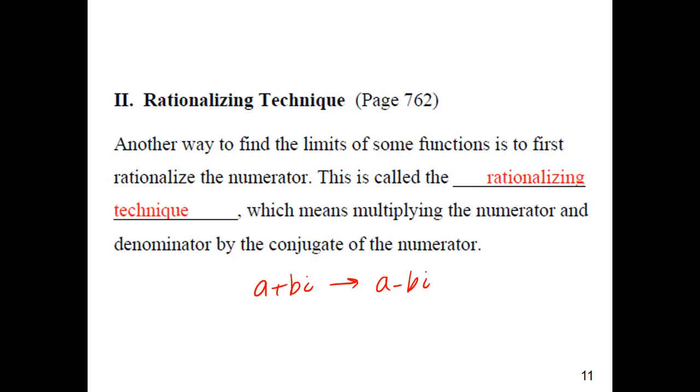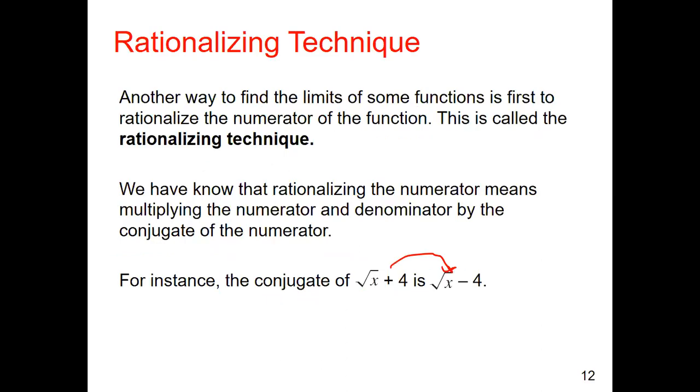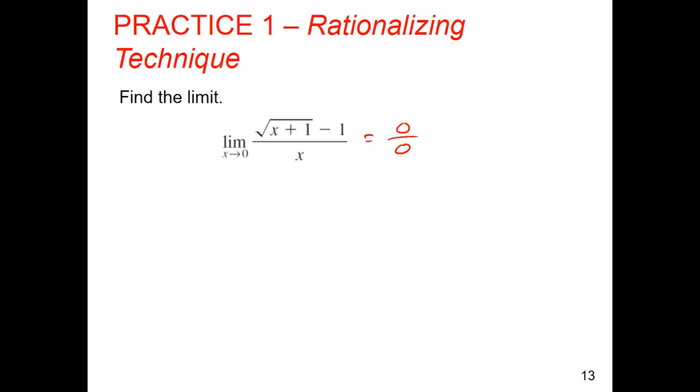The opposite binomial operation. For example, if I had the square root of x plus 4, its conjugate is going to be the square root of x minus 4, right? That still applies even if it's not just complex numbers. How does that help us? Well, here we go. This is not on your paper, but you can add it if you want. I was trying to save space.